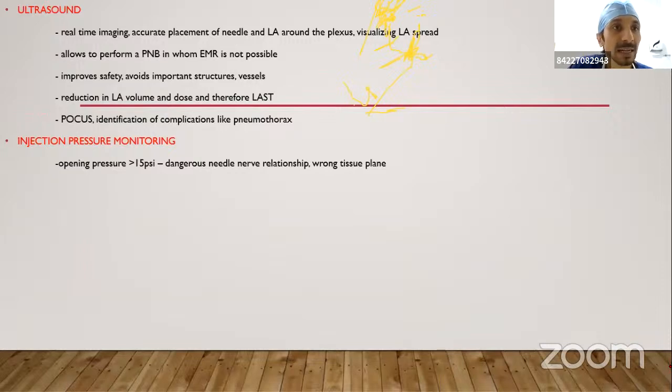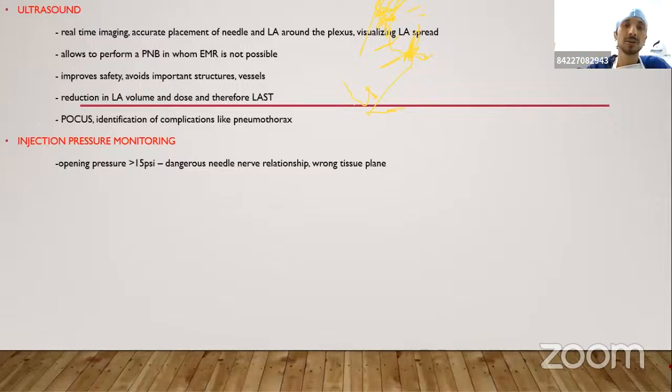Benefits of ultrasound: it helps us with real-time imaging. It helps in accurate placement of the needle and local anesthetic around the plexus, and in visualizing the local anesthetic spread. It allows us to perform peripheral nerve blocks in patients in whom a motor response cannot be elicited, like amputee patients or patients who have had some kind of paralysis. It improves safety, avoids important structures and vessels, and helps in reducing the volume of local anesthetic and thus systemic toxicity.